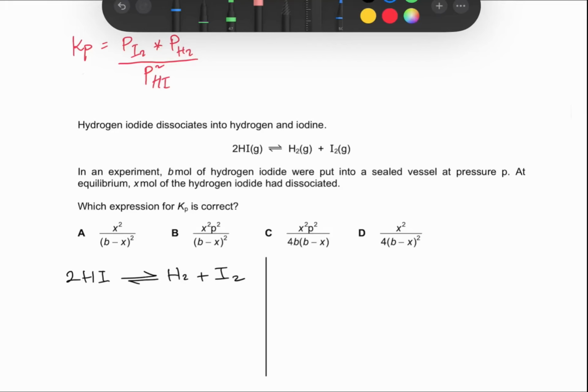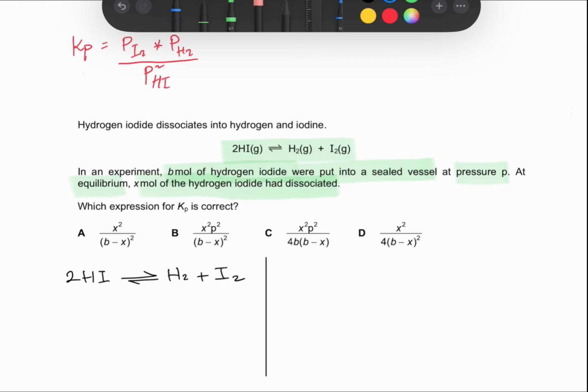Welcome everybody. Pause the video and read the question carefully. The question says you have an equation that is in equilibrium. We have B mole of hydrogen iodide put into a sealed vessel at pressure P. At equilibrium, x mole of hydrogen iodide has dissociated.